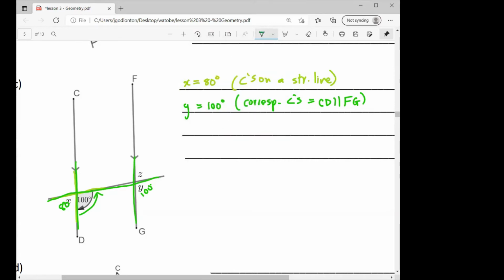And then for my last one, those two are on a straight line. And so z is equal to 80 degrees because of angles on a straight line. Okay. And so we literally just go through it step by step. We say, well, what's something I know I can find? We don't panic. That's the most important thing. What's something I know I can find? And then we work our way through it as we go along.